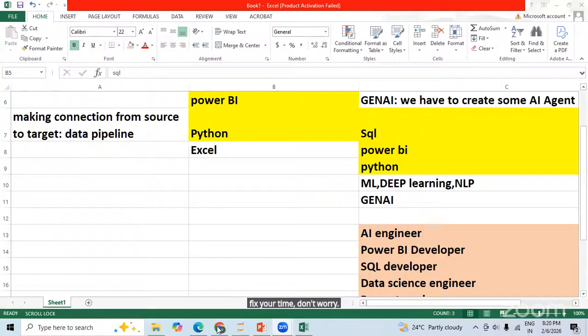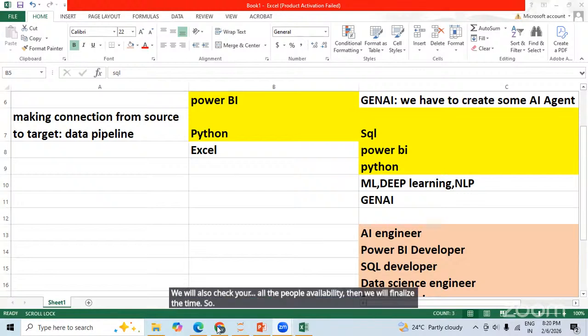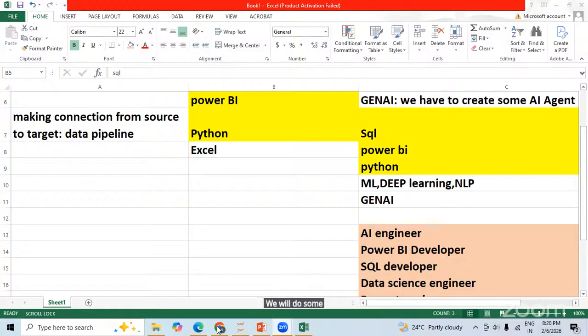Yeah, timing, Syed, we will tell you once admission is done. We will also check all the people's availability, then we will finalize the time. So 7 to 8 is most probably what we are going to go for. But if some people are not ready, we will do something for them. Don't worry about that. Just fill the form, just attend the session. I will tell you 101%, guys.